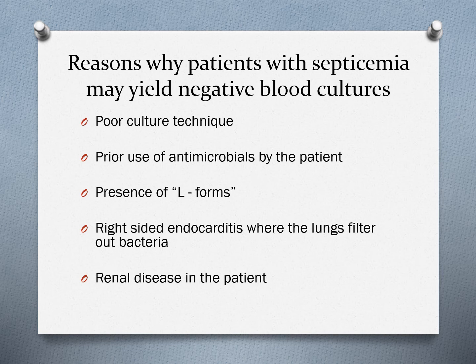If our patient used antimicrobials prior to having blood cultures collected, the bugs in the blood are not too viable at this point because of antibiotic treatment, and you may not be able to get them to grow at all. You could have the presence of L forms, and L forms are organisms that lyse easily, so you're unable to grow them out. Your patient could have right-sided endocarditis where the lungs filter out the bacteria. Even though they are septic, the lungs are actually filtering out that bacteria. And if your patient has renal disease, it's possible that the kidneys are filtering the blood as well.